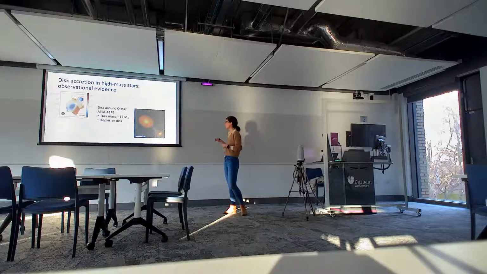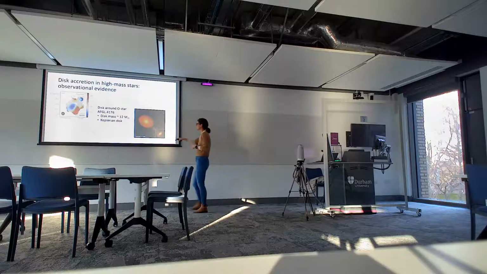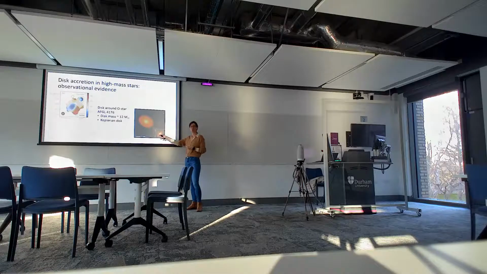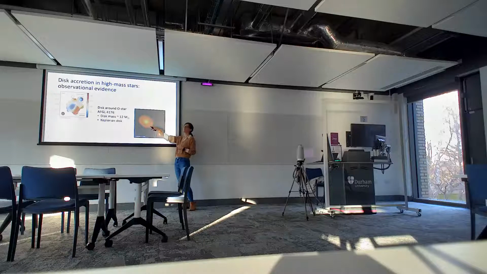And just in comparison, I showed you the protoplanetary disk of HL Tau before. So this is a low mass star with a protoplanetary disk. And this disk of HL Tau is so tiny in comparison to the enormous Keplerian disk of AFGL.